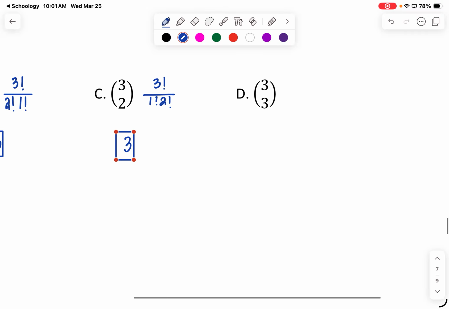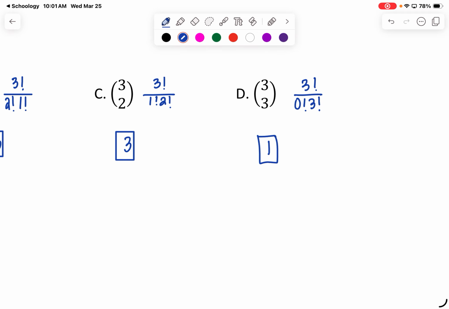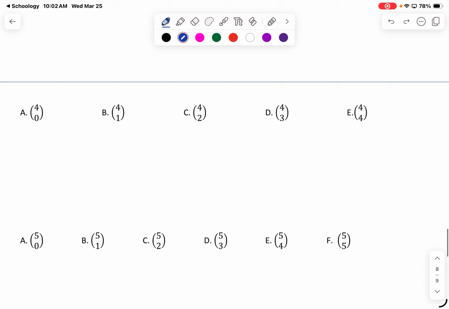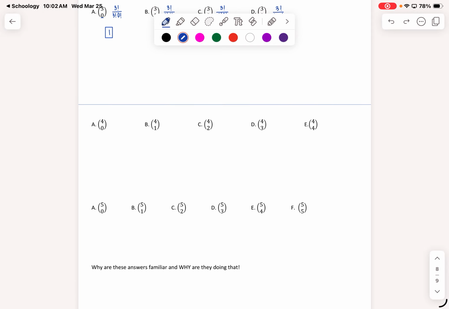And then 3 choose 3 is 3 factorial over 0 factorial, 3 factorial, which is 1. And notice that it's the same math. These two have the same math, and these two have the same math, right? Okay, so let's keep that in mind, that that's happening. And so let's just do this problem 3 times instead of doing it 5 times, right?